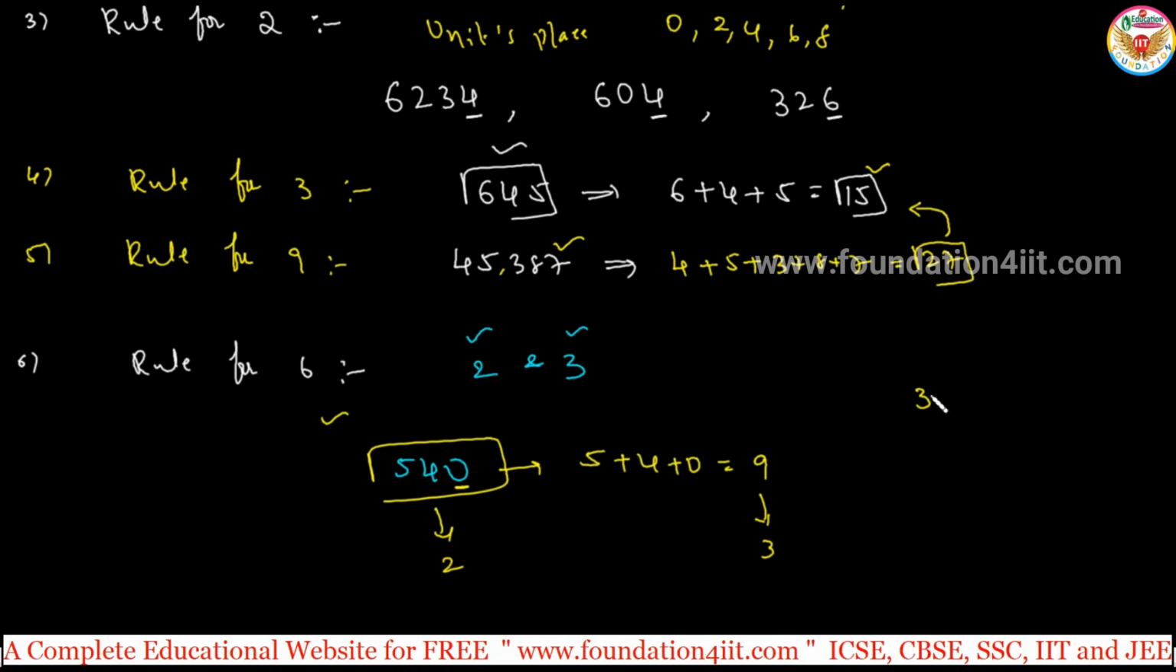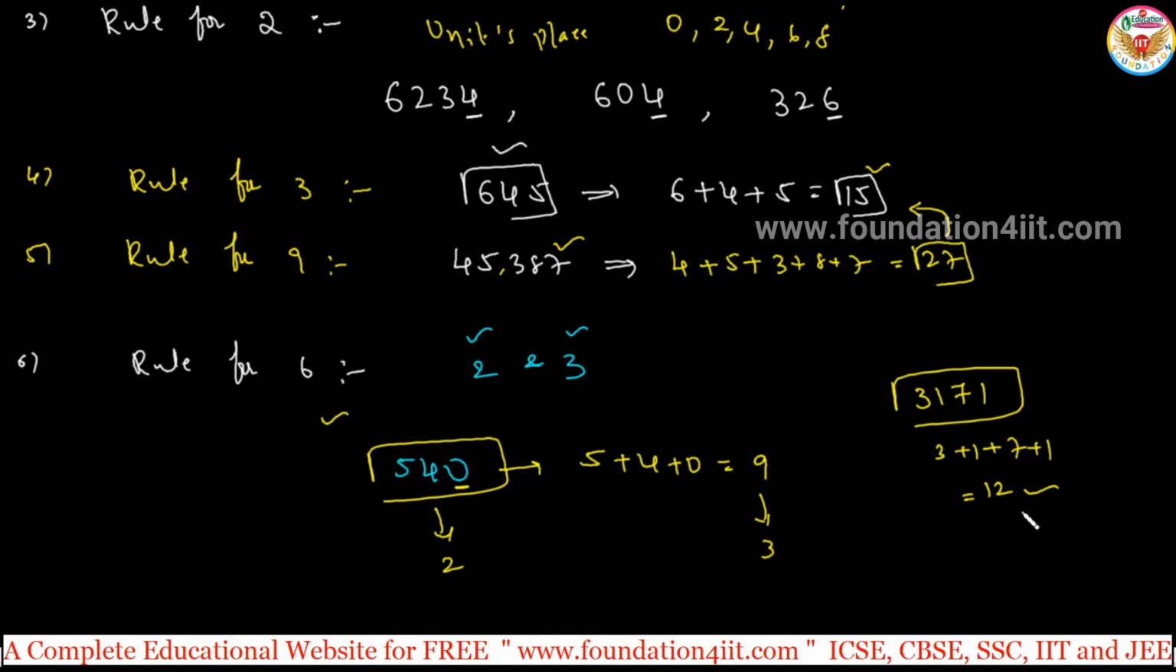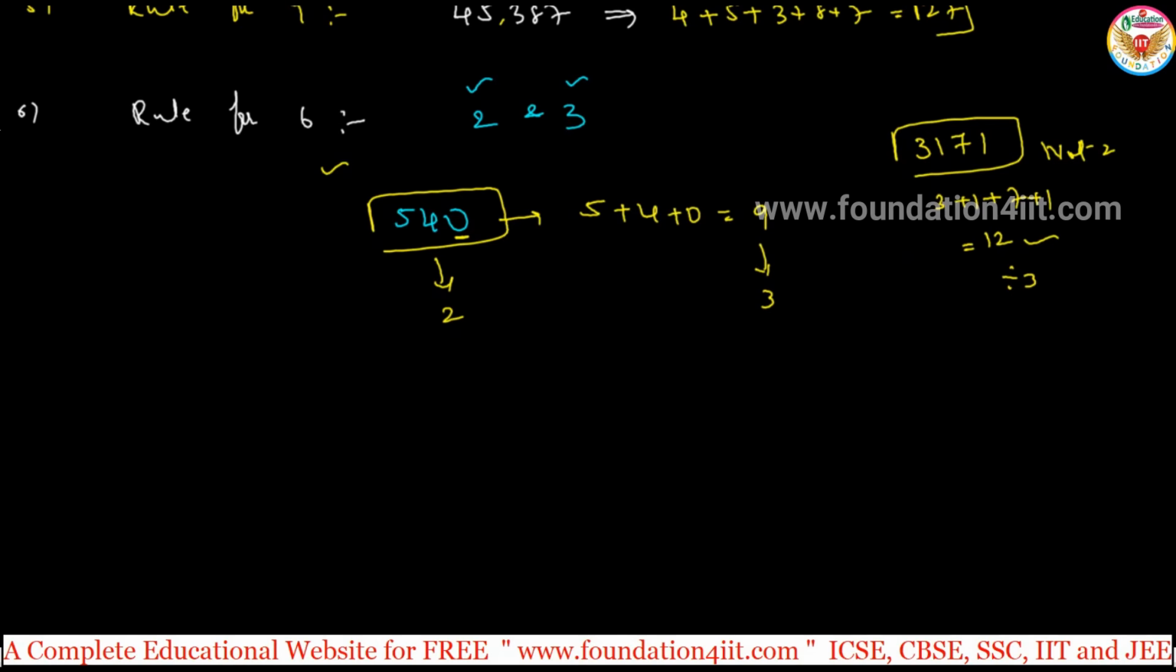For example, 3171. The sum is 3 plus 1 plus 7 plus 1, which is 12. This number is divisible by 3 but not by 2, so it is not divisible by 6. If a number is divisible by both 2 and 3, only then is the number divisible by 6. Right? Again, see the rule for 4 and 8.